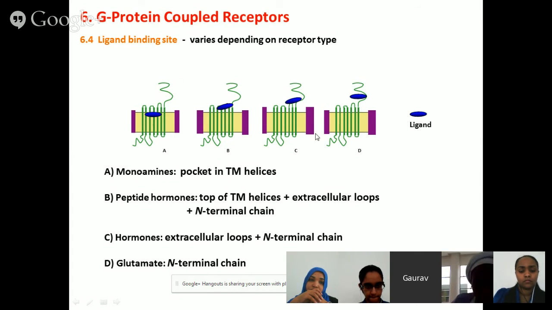In figure C, you can see binding sites present extracellularly and near the N-terminal chain. Why is it called the N-terminal chain? Because this chain end is attached with the amine group. That's why it's called the N-terminal chain. This is a binding site for a hormone. Last is glutamate. In glutamate, the binding site is near the N-terminal chain. So these are the different binding sites for different types of chemical messengers or ligands on G protein coupled receptors.